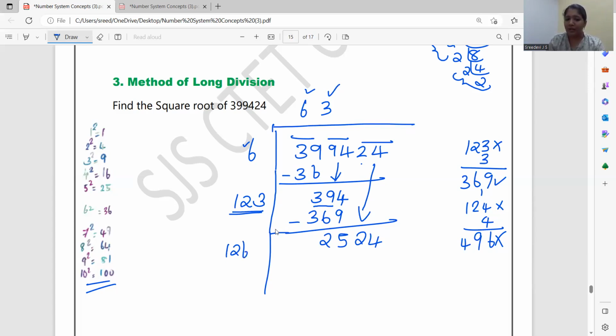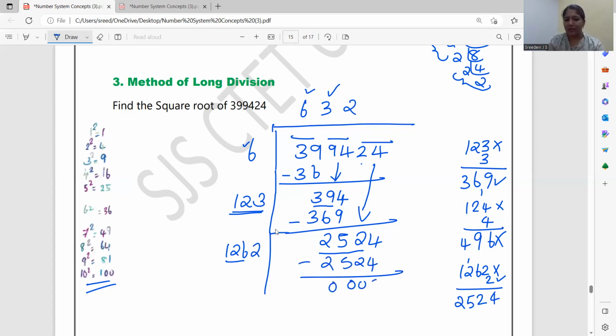Again you have to think: 126 into what number will give almost the first 3 digits, 252 here? It is almost double, right? So let us see 1262 into 2. Is it possible? 2 2s are 4, 6 2s are 12, 1 carry over, 2 2s are 4 plus 1 is 5, and 2 2s are 4, so 2524. We are getting it, right? So the digit is 2. When you subtract, you will get the remainder 0.